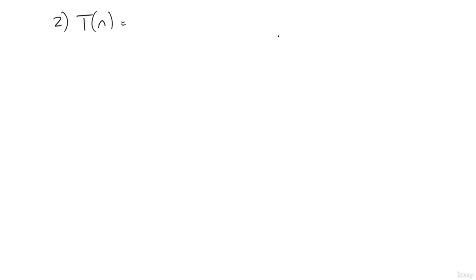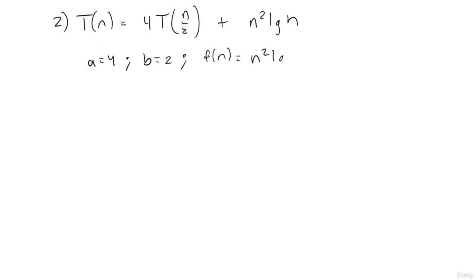But here, look at this function. Times T(n/2). So we've got 4 subproblems all of size n/2, plus n squared log n. Let's think about this. So a right here is going to be 4. b is going to be 2. And then f(n) is going to be n squared log n, with log base 2 here. And so let's look at what n^(log_b a) is, because we know that matters because we're comparing it to f(n). n^(log_b a) is going to be n^(log base 2 of 4). Well, this is 2, and so n^(log_b a) is n squared.